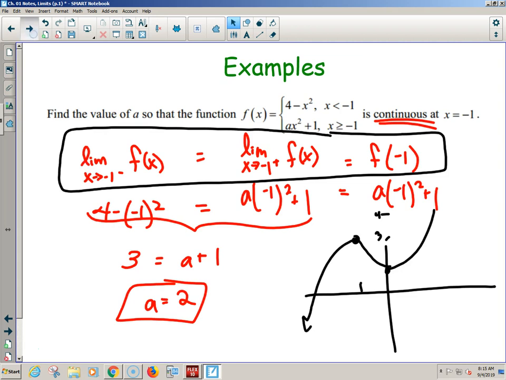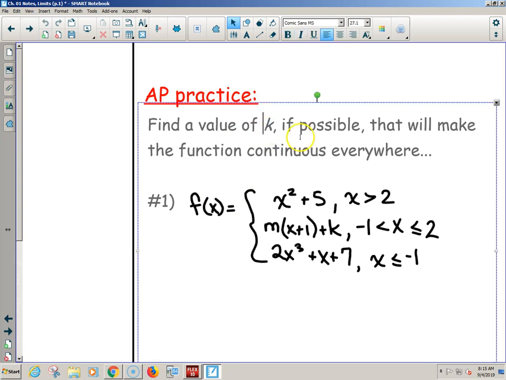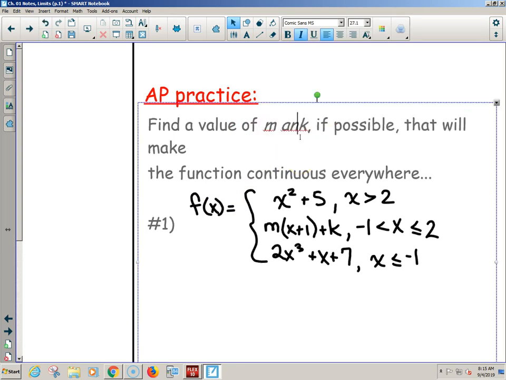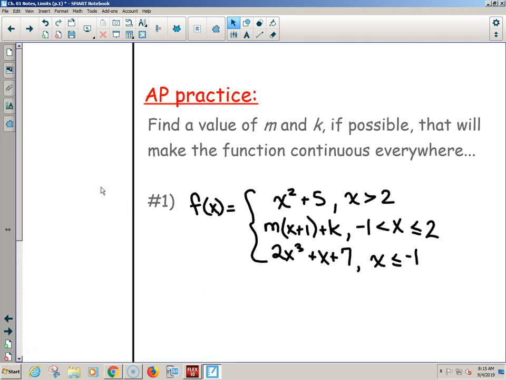Let's see how much you understand it, because I have, let's do one more. I have another example. Go. This is exciting, because guess what? You're not just missing one variable, you're actually missing 2. Talk it out in your groups. You need it to be continuous everywhere.